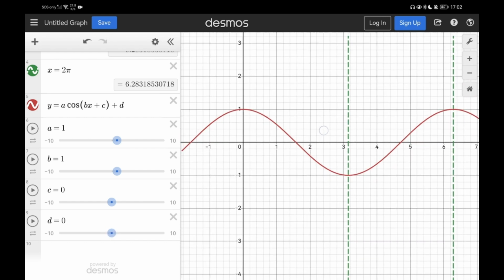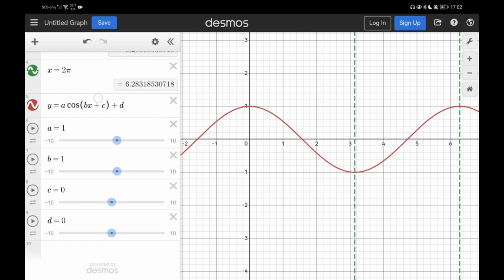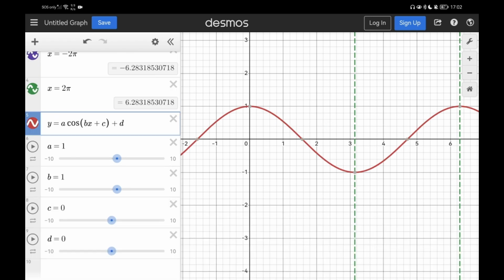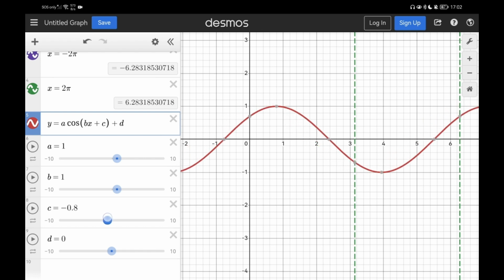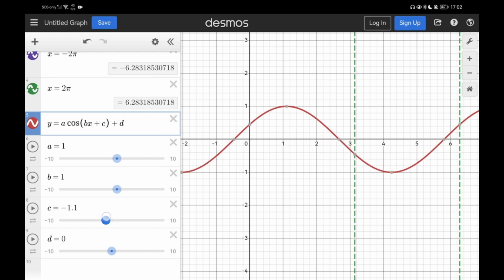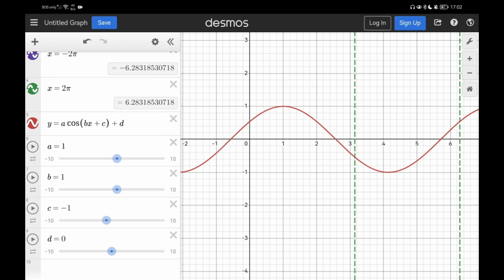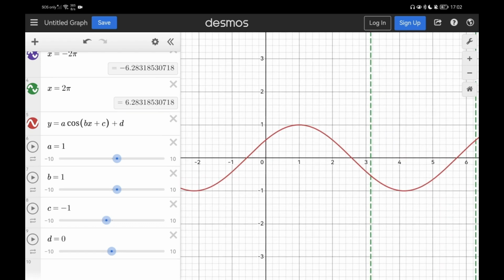Okay. So for the x, let's vary the c. Okay. If you change c to -1, what will you observe? The graph moves to the right hand side by 1 unit. Okay.